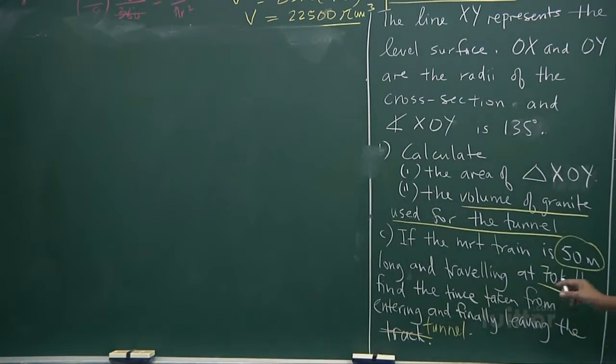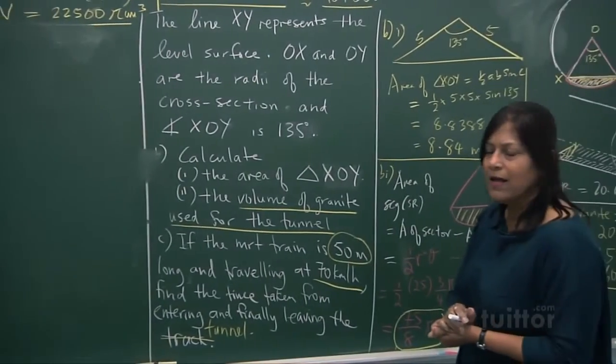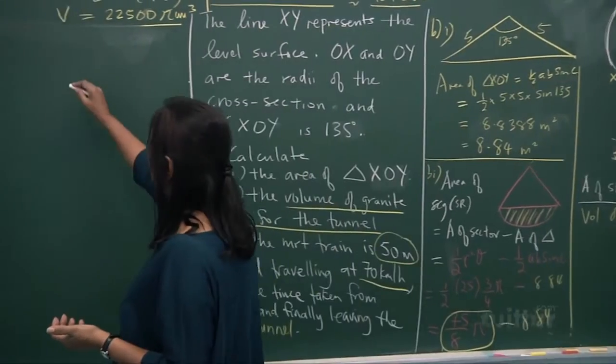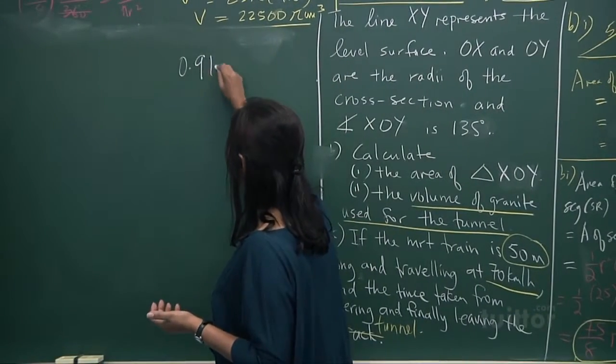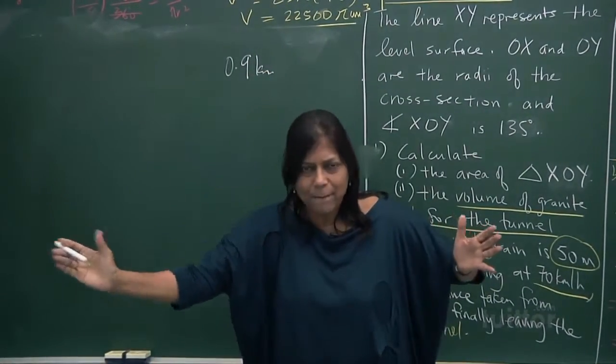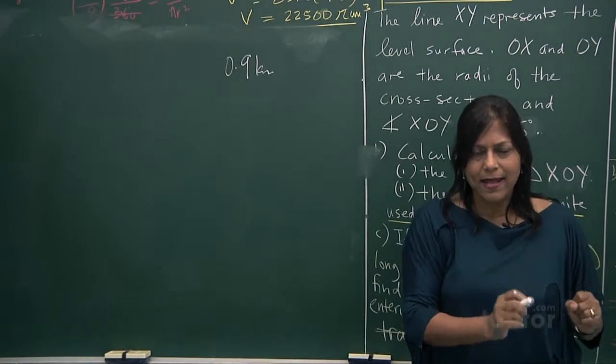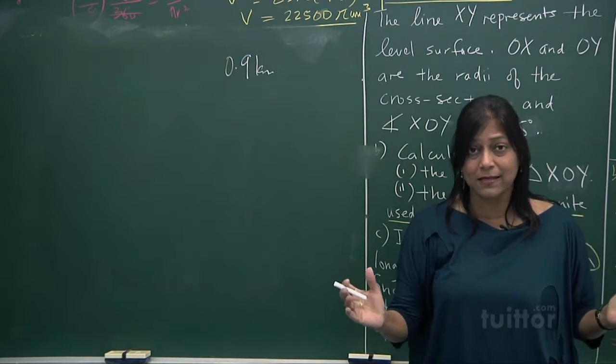Now let's get started again. The speed of the train is 70 kilometers per hour, but the track itself is 0.9 kilometers. So if you're going to travel 0.9 kilometers, that's the track, plus the 50 meters again. Let's look at the whole thing.